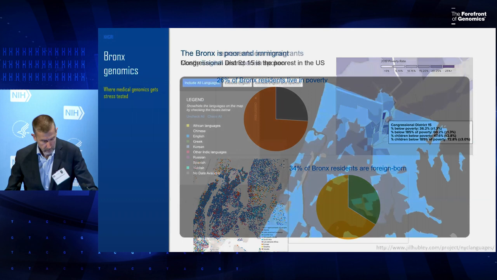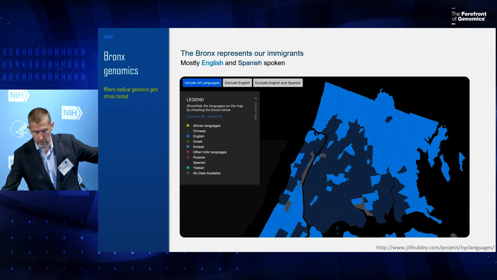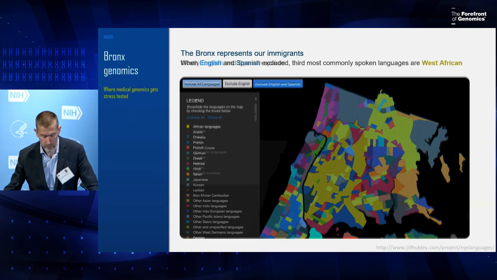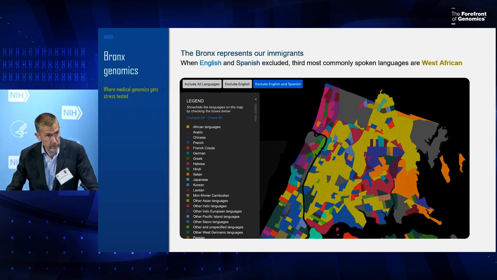And these are the languages spoken in the Bronx. The North Bronx is largely English-speaking as the primary language. South Bronx would be mostly Spanish-speaking. But if you take away those two primary languages and you ask, what's the third most common set of languages spoken? Yellow is West African. We have very substantial West African communities throughout the Bronx.